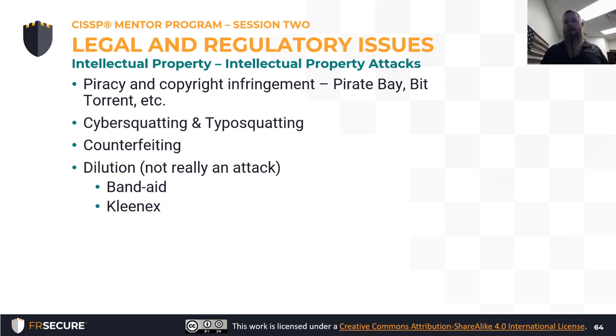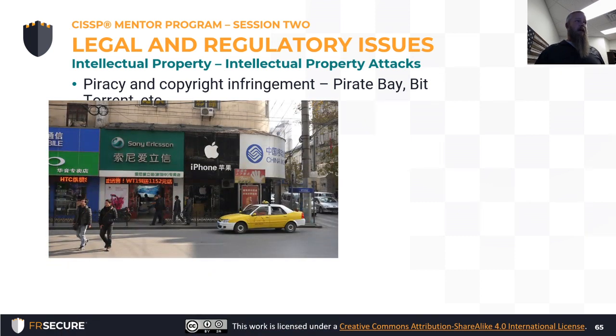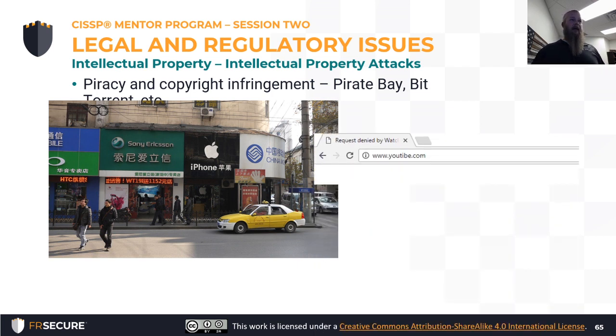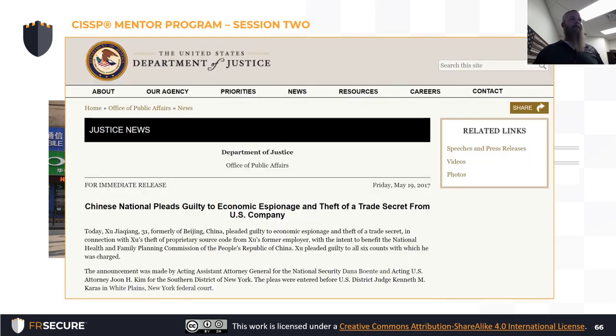Counterfeiting obviously is illegal. Dilution. Dilution just happens over time. If your brand becomes so popular and you've dominated a market for so long, what ends up happening is dilution in that market. Band-Aid and Kleenex are two classic examples of that. There's China, an entire Apple store copied. So that's a counterfeit, not uncommon. Utybe.com, that would be an example of a typo squat.